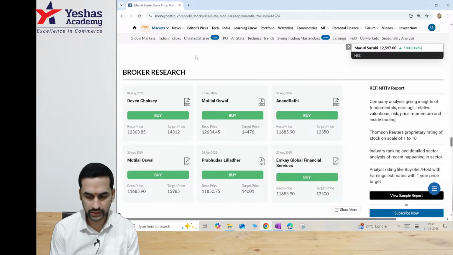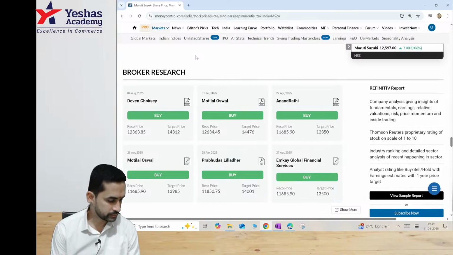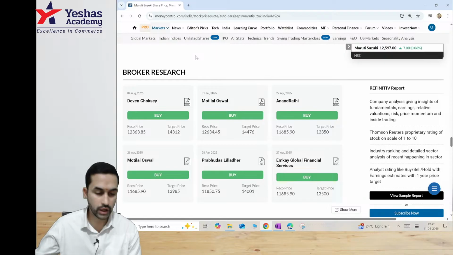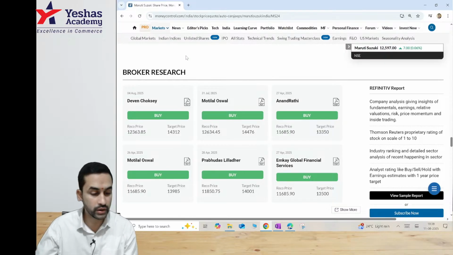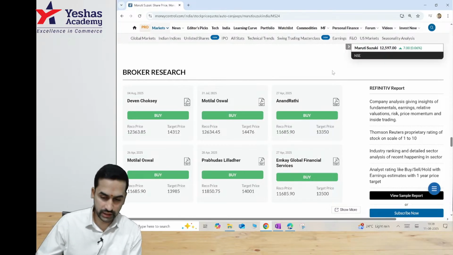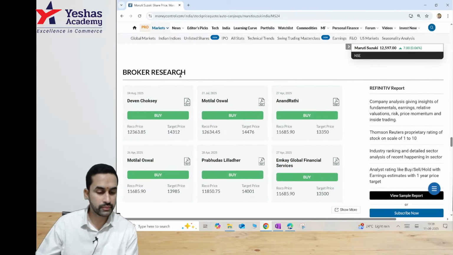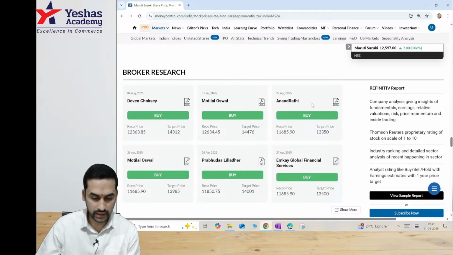Yes, you can search the same thing for other companies also later. I am taking this example as of now. Quickly respond, you are able to follow till here? Yes, good. Now, this broker research segment has these companies: Motilal Oswal, Anand Rathi. You might have heard of some of these companies.